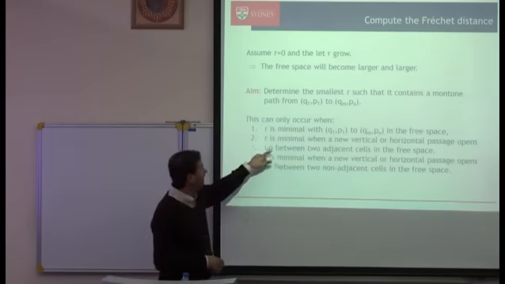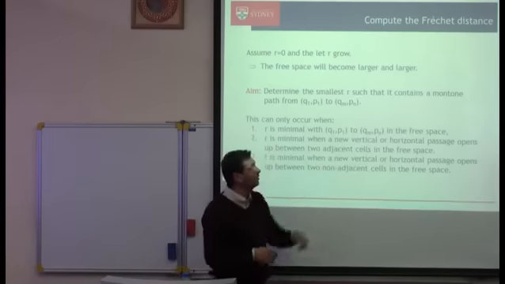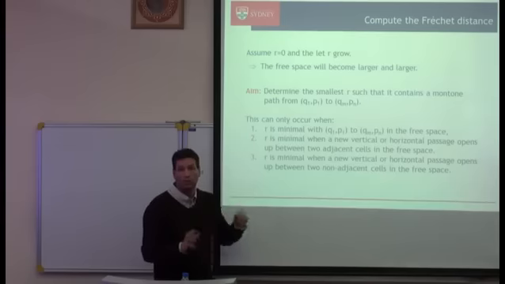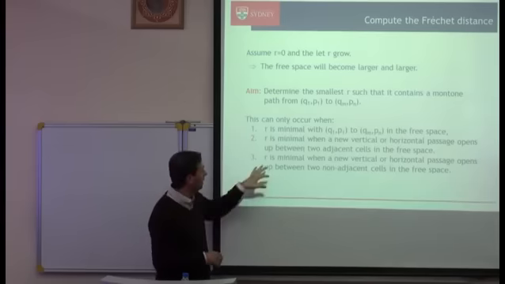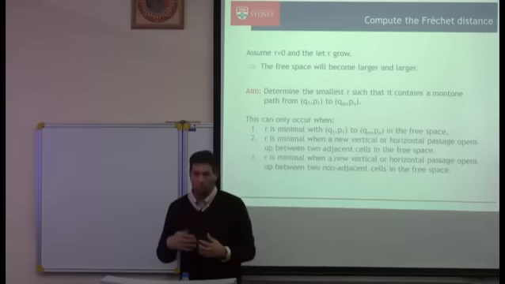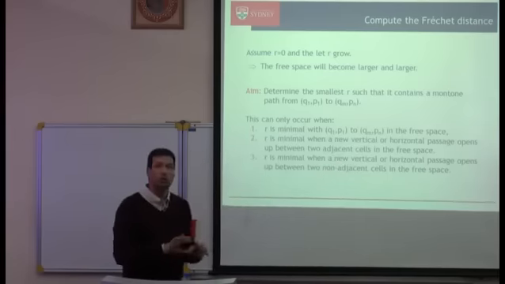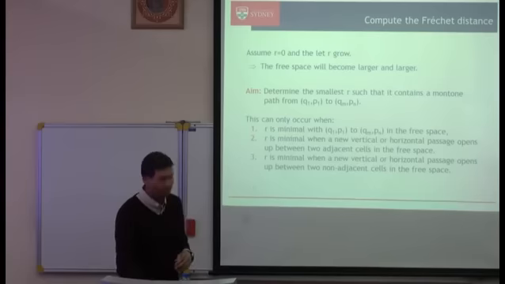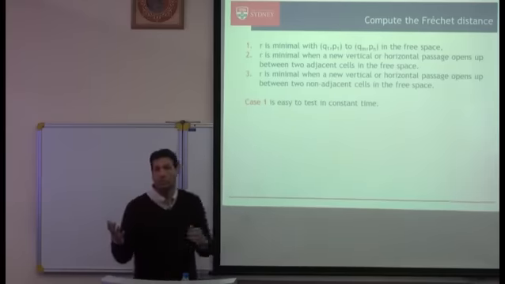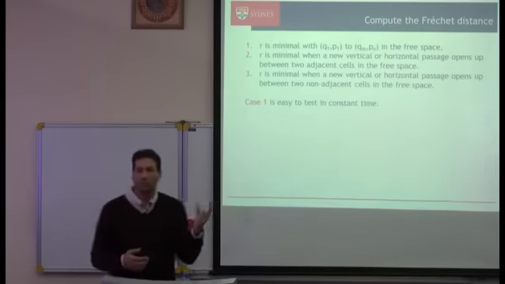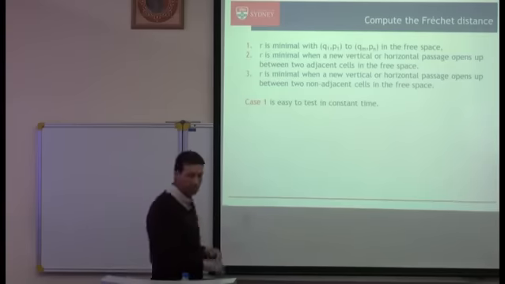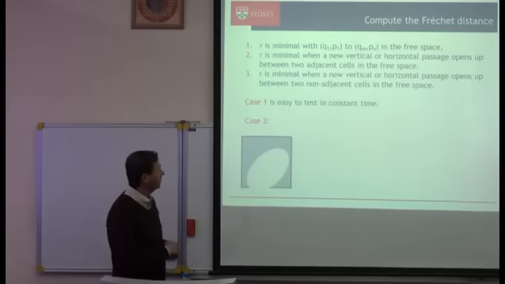The other one is when the Fréchet distance is minimal when a new vertical or horizontal passage opens up between two adjacent cells. And I'll show you what it means. And finally, the Fréchet distance is minimal when a new vertical or horizontal passage opens up between two non-adjacent cells. Okay? So look at these. The first case is easy to check: whether the distance between the two endpoints is smaller or greater than r. So we can do that in constant time. Let's look at case 2.